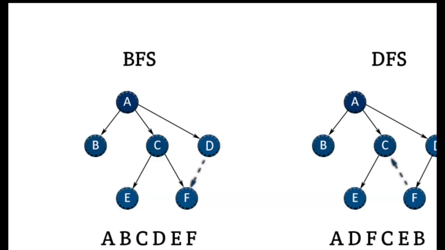For DFS, it'll go down each path first. It depends on your algorithm and how you implement it, but it's basically arbitrary which one it goes through first.